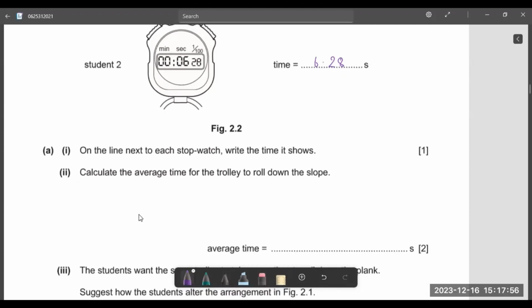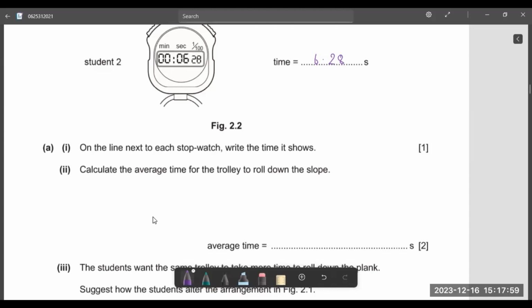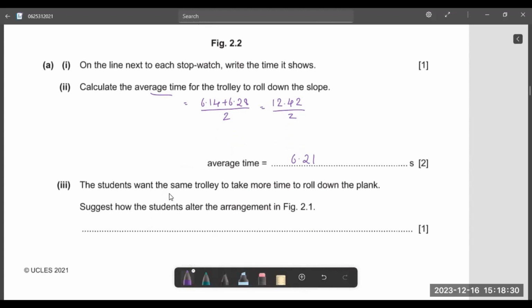Calculate the average time for the trolley to roll down the slope. So for finding the average time, we can add these two times, then divide by 2. That is 6.14 plus 6.28 by 2 will give the average time. If you are adding, you will be getting 12.42 by 2, that will be equal to 6.21 seconds.